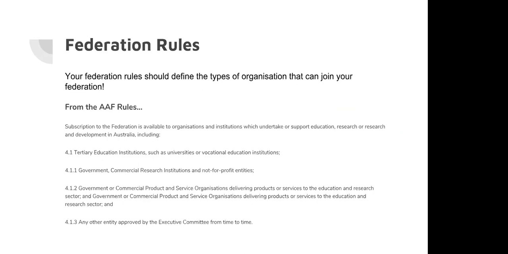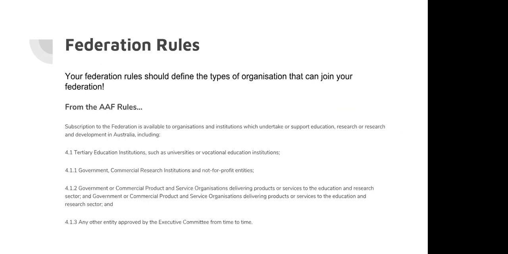So a service provider is a university that will provide services, or a vocational training institution. Government and commercial research institutions will most likely have services or things that they want to share with researchers and students at universities. Governments and non-commercial service organisations delivering products or services to the education and research sector.